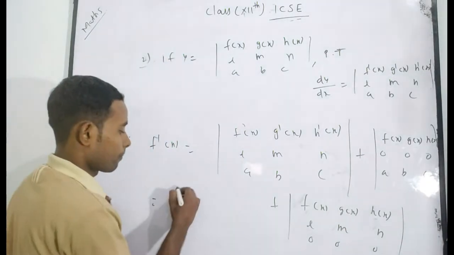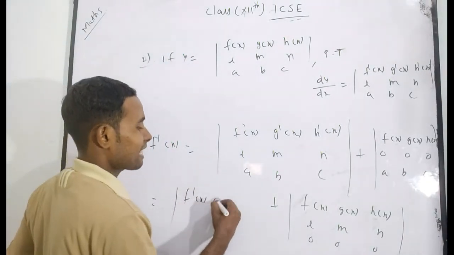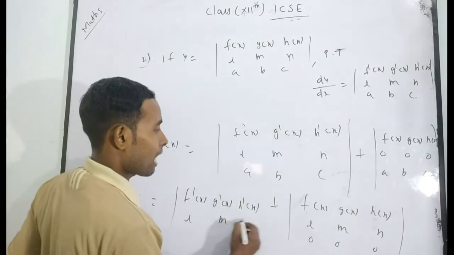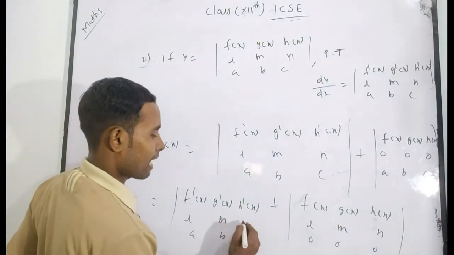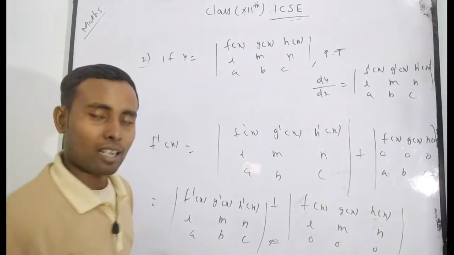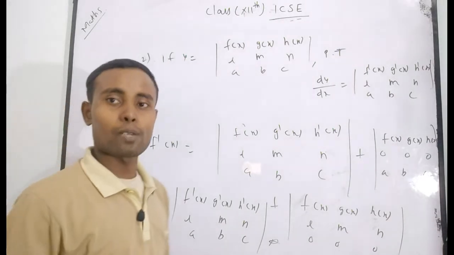Finally you will get what? The determinant of f dash x, g dash x, h dash x, l, m, n, a, b, c. This is your correct answer. I think you understand very well.